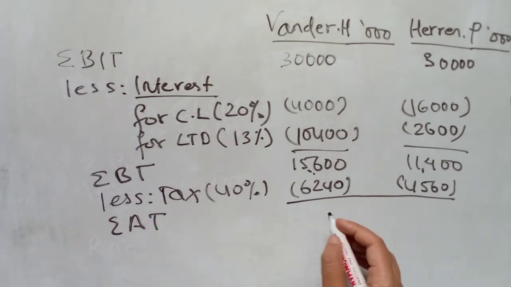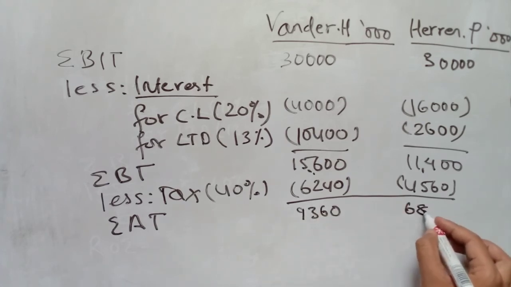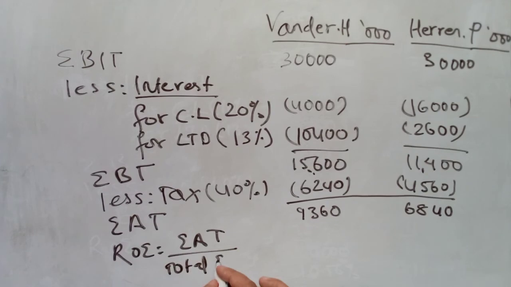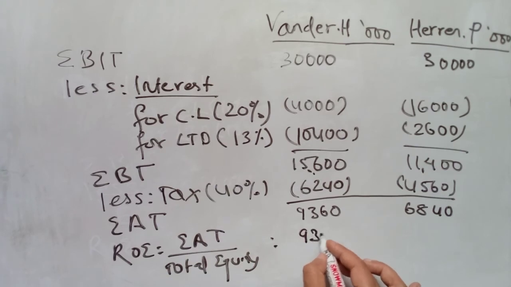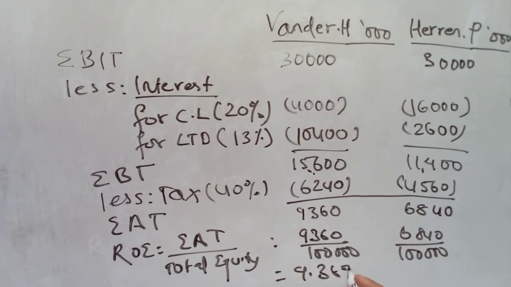The amount is 9,360, and for this 6,840. So now we get return on equity is equal to earning after tax divided by total equity. So the value is 9,360 divided by 1 lakh, and for this 6,840 divided by 1 lakh, which is 9.36% and 6.84%. In this way we manage the debts.